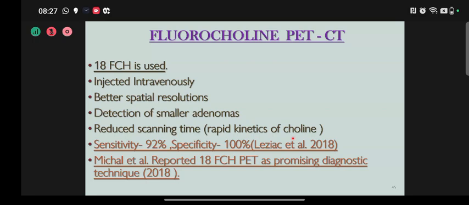Then coming to the fluorocholine PET CT, in this the 18-fluorocholine dye is used, which is injected intravenously. There are better spatial resolutions, detection of smaller adenomas, and there is a reduced scanning time via the rapid kinetics of the choline, and sensitivity is 90 to 92%, specificity is 100% as per the Lazik et al. paper in 2018. Michael et al. reported the fluorocholine PET CT as a promising diagnostic technique in 2018.